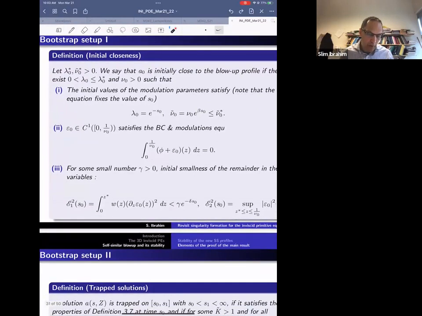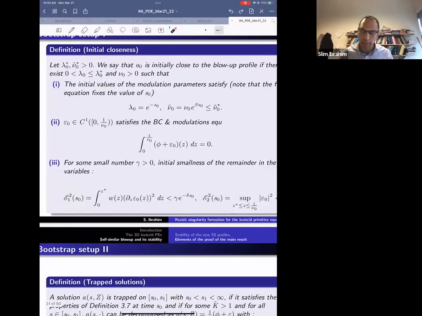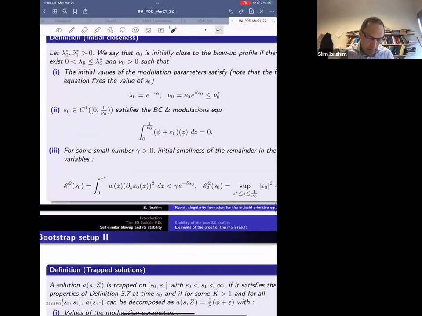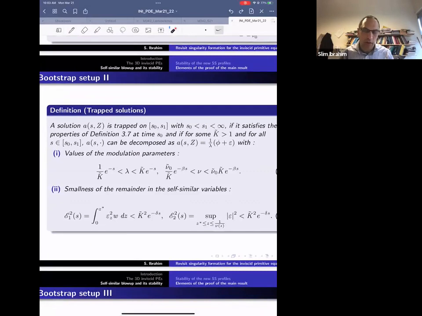The whole proof goes by a bootstrap argument. We choose our initial data to be close to the blowup. This is the initial closeness, and then we assume that the solution stays trapped close to the blowup for some time, S0 to S1. The goal is then to show that we can choose S0 large enough so that S1 will be infinite.